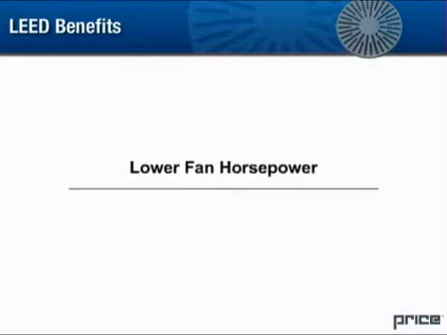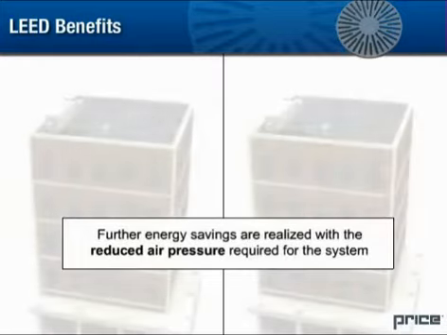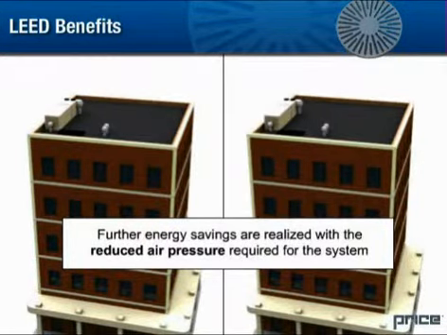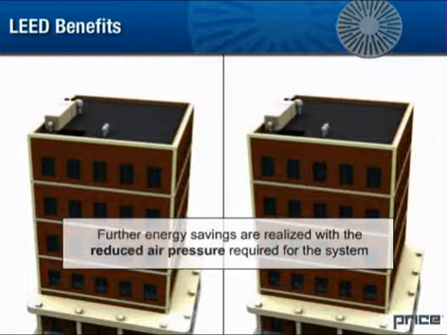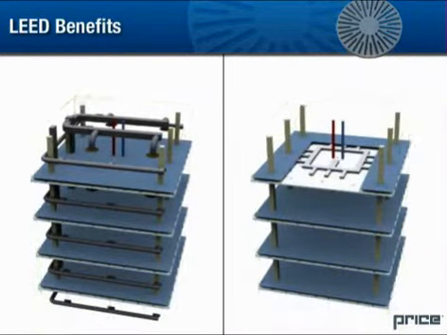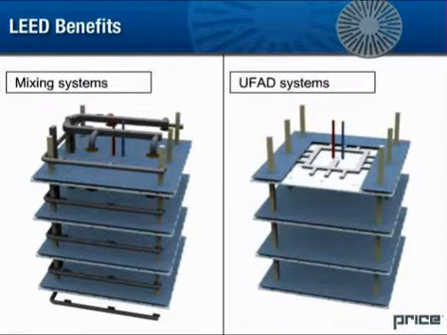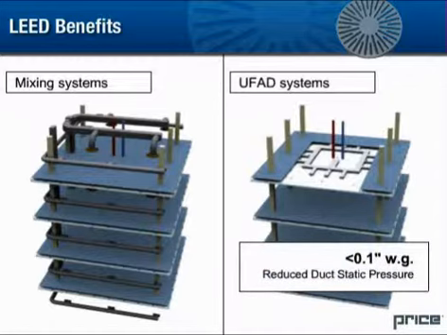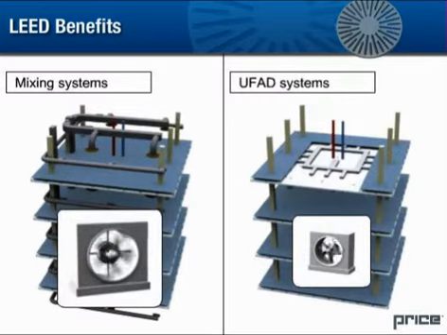Lower fan horsepower. Further energy savings are realized with the reduced air pressure required for the system. This reduced air pressure is a direct result of the lower fan horsepower needed to supply the lower density ductwork. UFAD installations typically work at a plenum pressure of less than 0.1 inches water gauge, reducing duct static pressure and the fan requirements for the system.